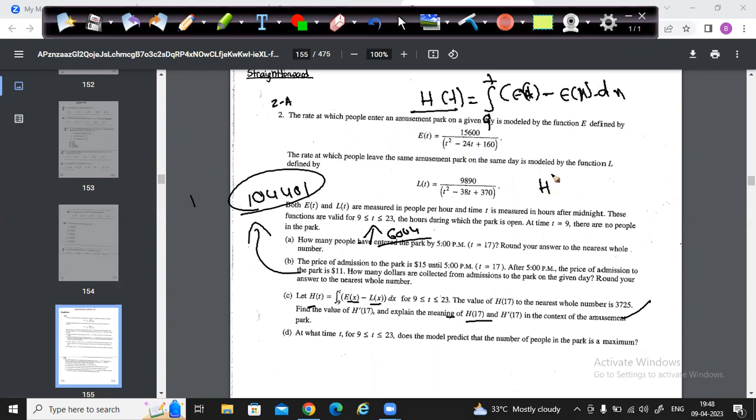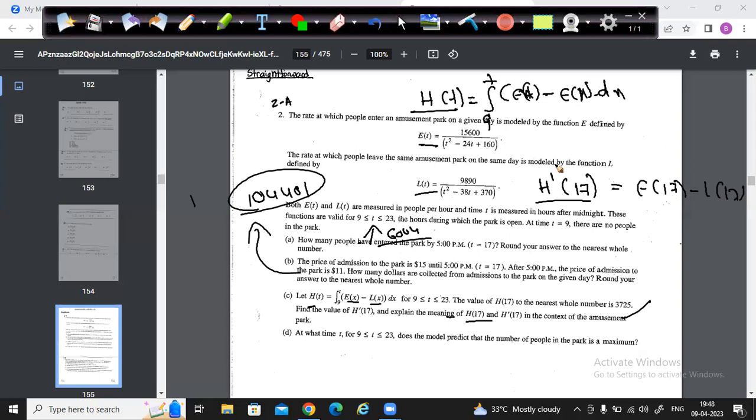What is H dash of 17? H dash of x is E of x minus L of x, so E of 17 minus L of 17. What does H dash of 17 give? The rate at which people are coming. Suppose this value is 20, it means 20 more people are coming in than leaving. Suppose this answer is minus 100, it means more people are leaving than coming to the park. H dash gives the rate of change, telling us whether more people are coming or leaving.